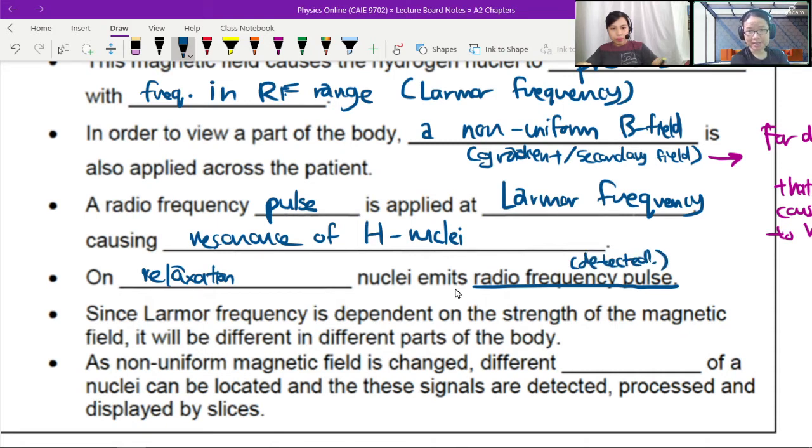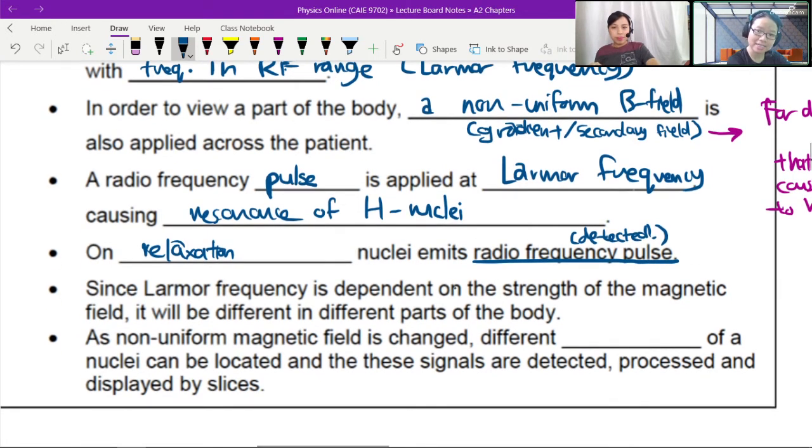So these are the main ideas. Two magnetic fields, send in radio frequency causing resonance. Hydrogen nuclei cannot stay at high energy forever, they will flip back down, releasing back the radio frequency pulse.